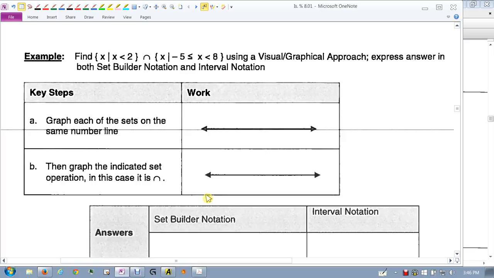All right. Find the set of x's such that x is less than 2, intersect the set of x's such that x is bigger than or equal to negative 5 and less than 8. So we're going to try and do this visually. So this first set right here, I'm going to do this one in blue. The second set, I'm going to do it in green. So let's just do the blue one first. I'm going to go to the number 2 on the number line. Just going to make it up. Oh, I better do it in blue.